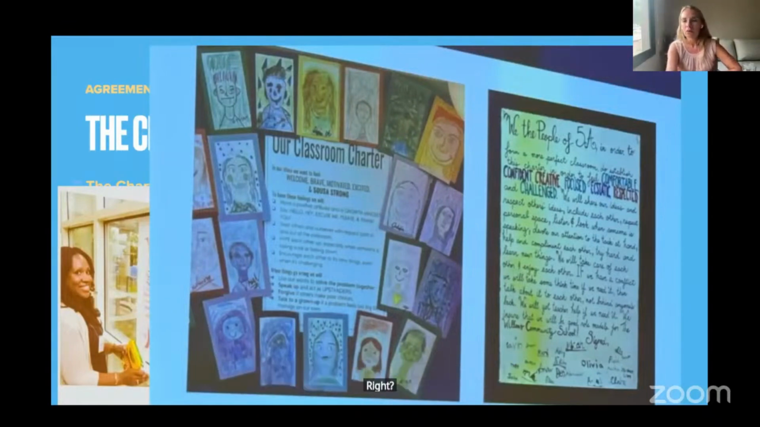So let me keep on going. Let me check the chat. Okay, that's a very good question by Eva. So how old should students be to participate in setting the classroom charter?